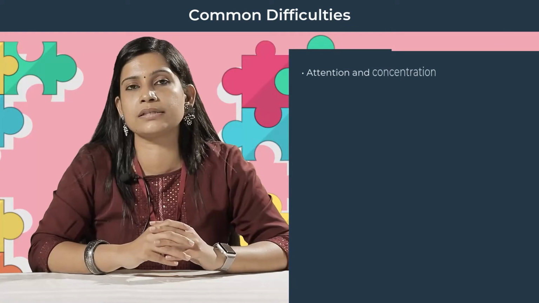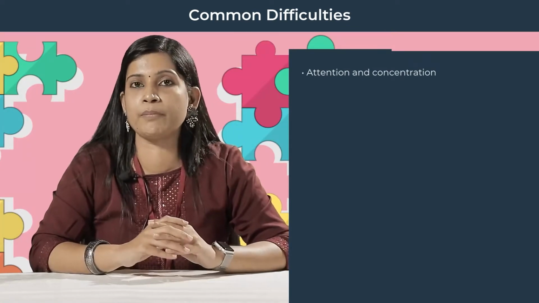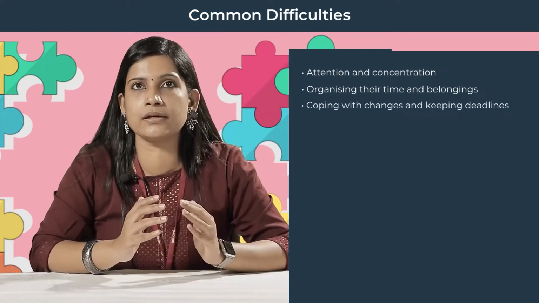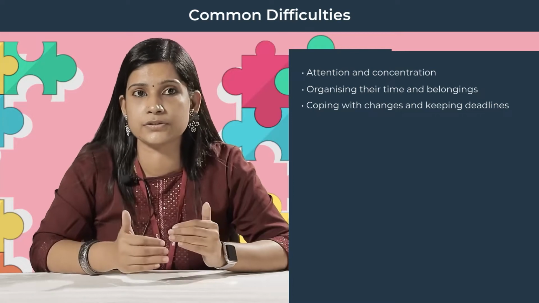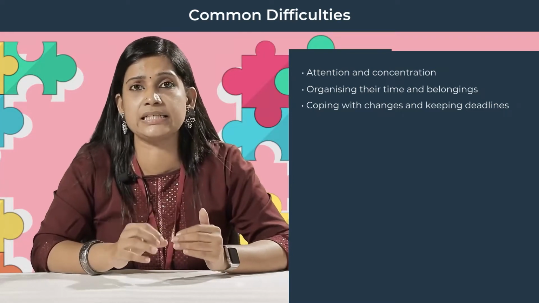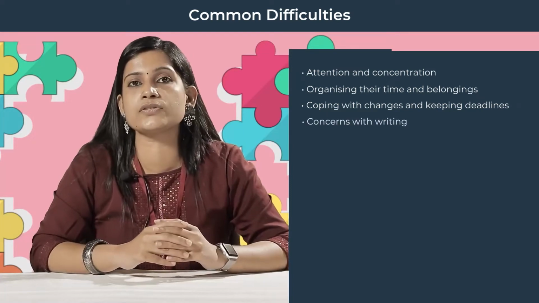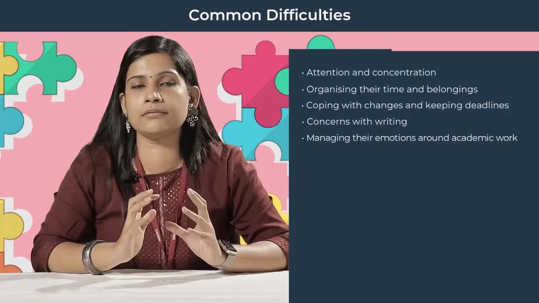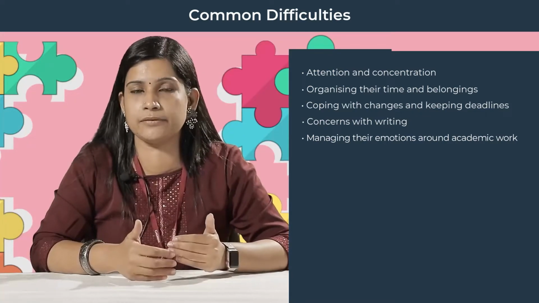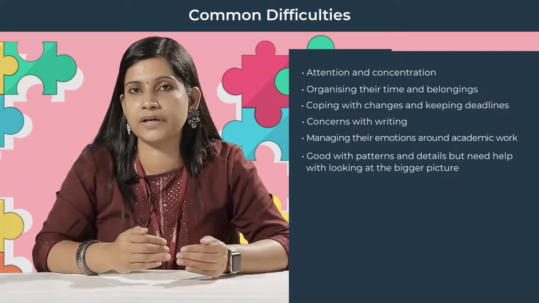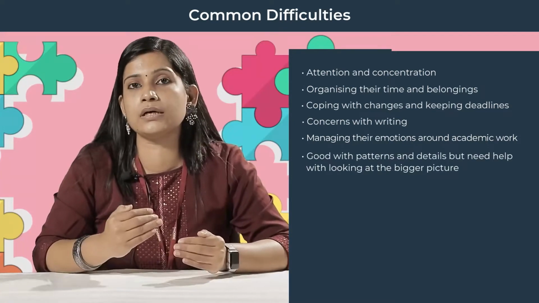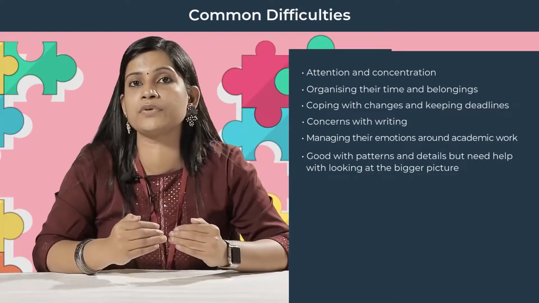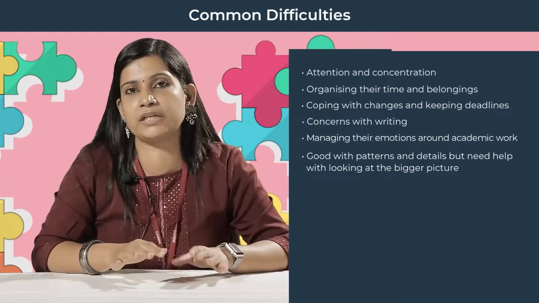So now let's see what are the common difficulties faced by our children which adversely affect their academic performance. They have difficulties in attention and concentration, managing time, and organizing their belongings. They also struggle with coping with changes in their daily activities, and meeting any deadline seems to be difficult for them. Writing is also a major concern for them, and if you force them to do such a complex task, they will get overwhelmed and irritated. So what we have to do is divide that complex task into simple, smaller, doable ones, and then the child finds it easier and will get motivated to complete the task.